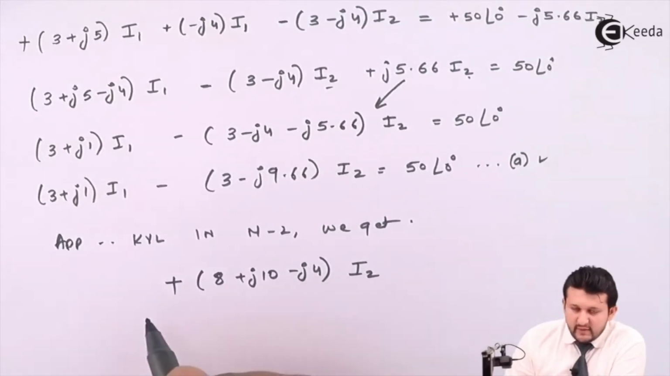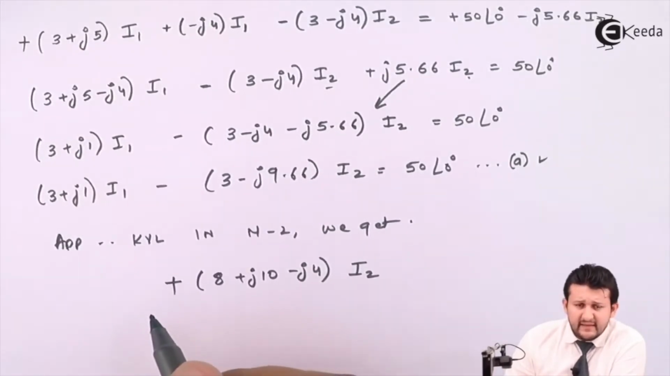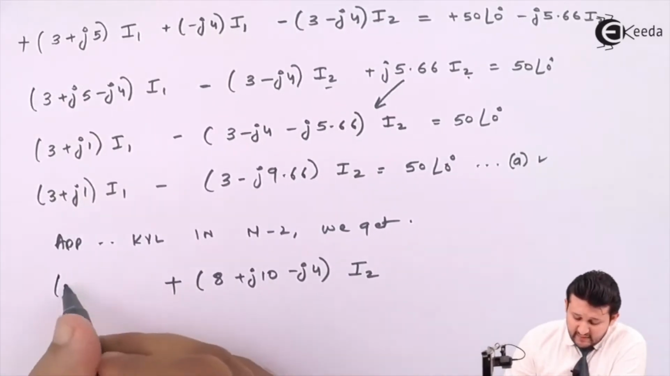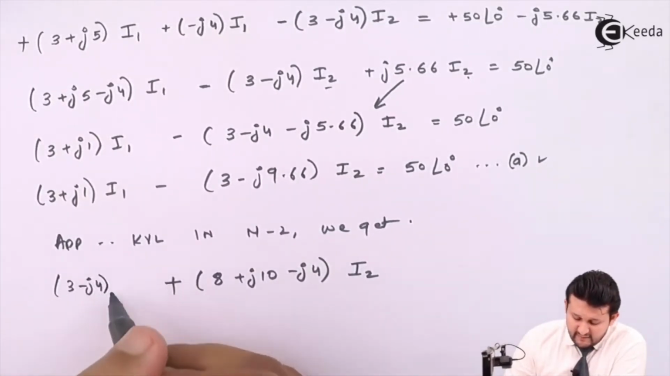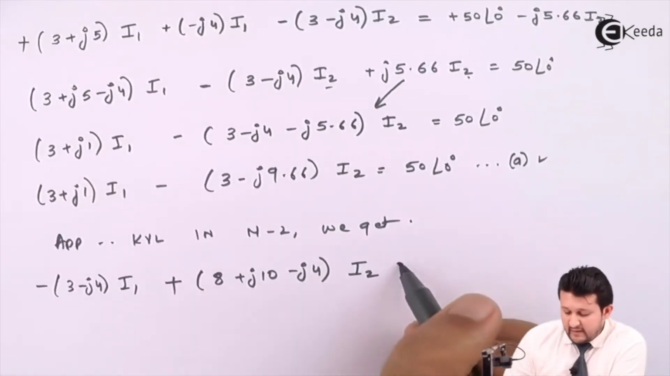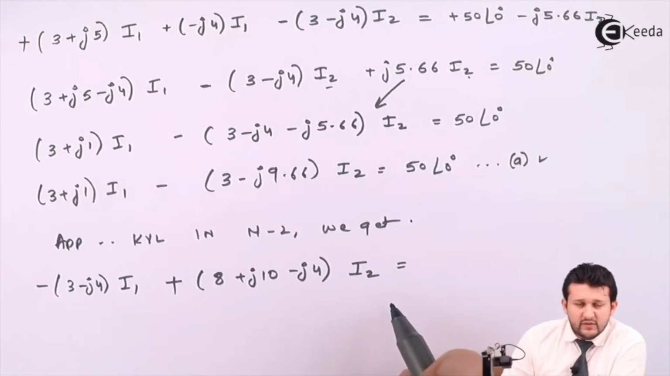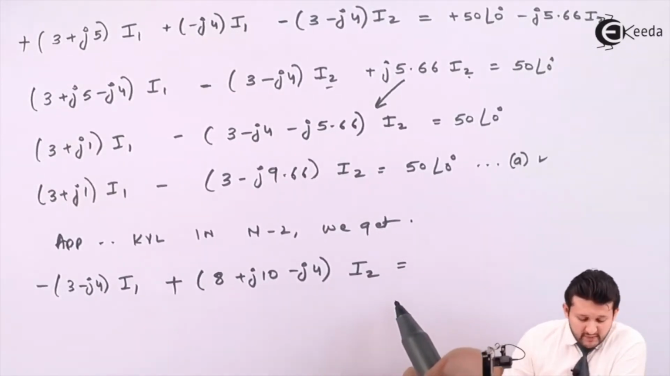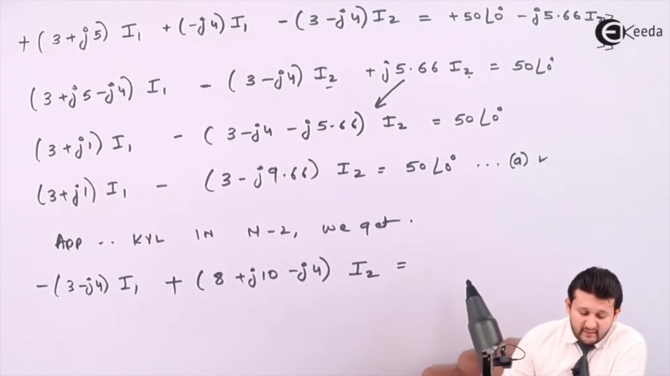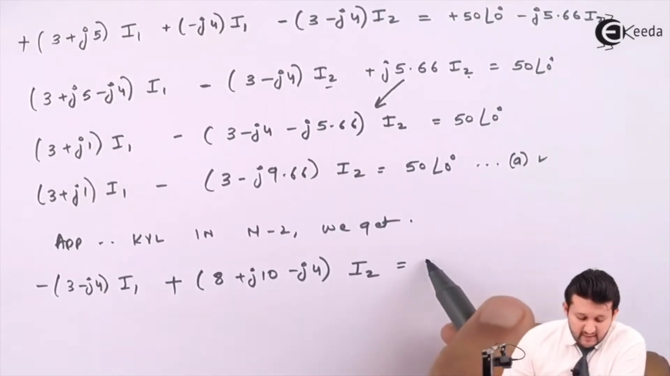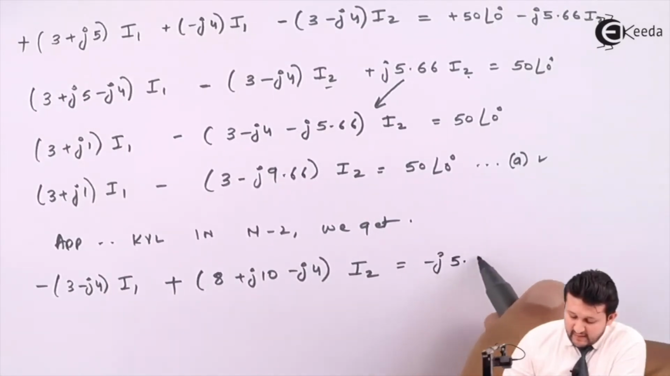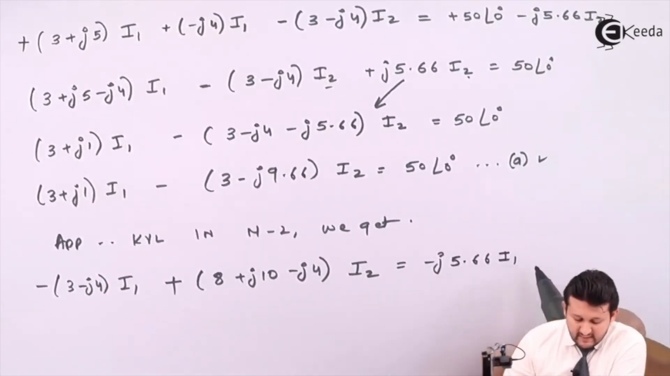Now observe among all the 4, is there any other current flowing apart from I2? So you will say yes, the term is 3 minus J4 and the current is I1, the sign will be negative. Equal to, on equal to there should be only voltages. So observe if there is only one voltage or not. You'll observe keenly there is one dependent voltage and the current is entering clockwise in positive. The sign will be negative 5.66 I1.